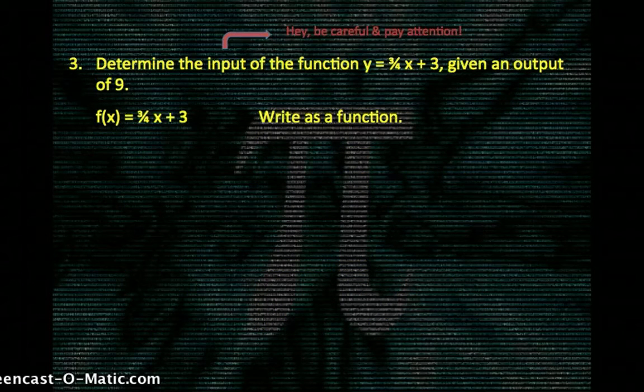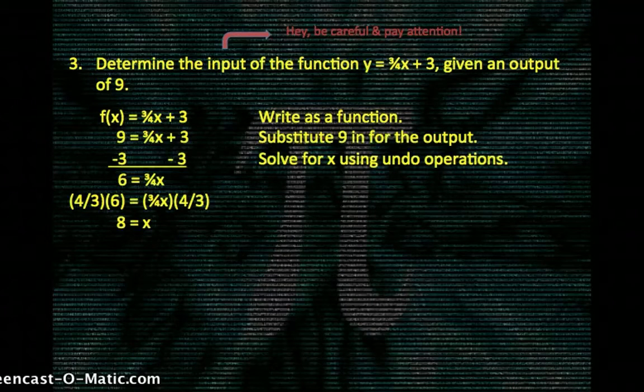For example 3, you notice where I say, hey, be careful and pay attention? In examples 1 and 2, you were asked to find the output given an input. In this case, you're asked to find the input of the function given an output. So the first thing you're going to do, write it as a function, f of x equals 3/4 x plus 3. Next, you're going to substitute 9 in for the output. And what's the output? Well, of course, it's the f of x.